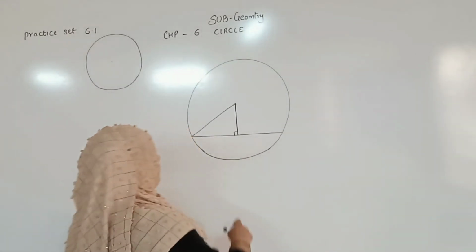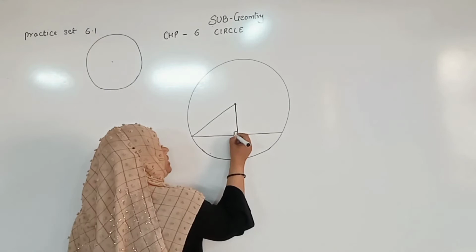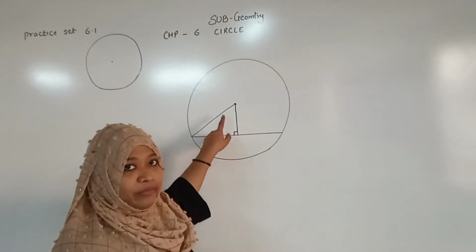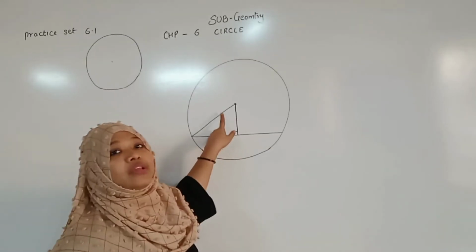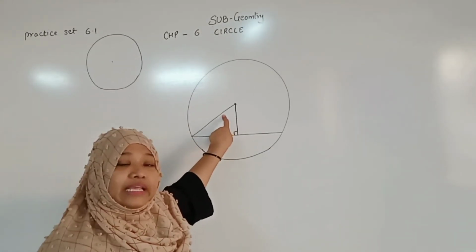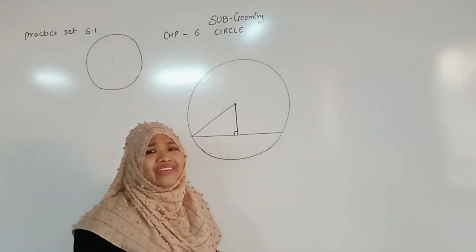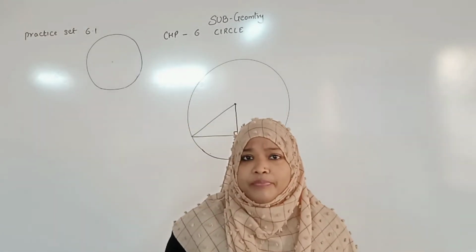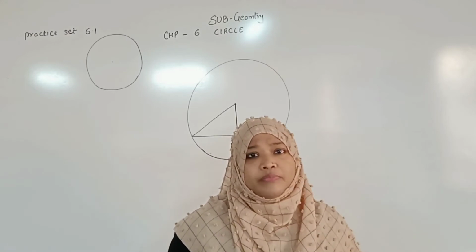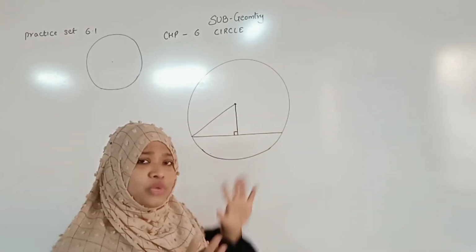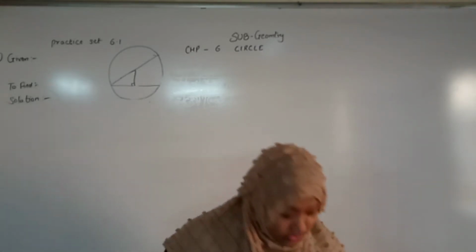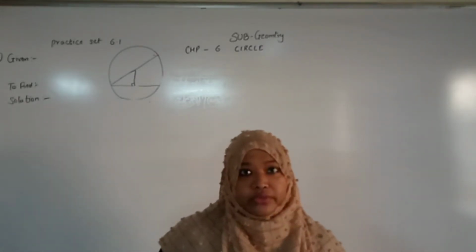Understood? So if we have this type of bisector, it makes a triangle. This triangle is called a right angle triangle. And in a right angle triangle, my dear students, you know about the Pythagoras theorem, right? You remember the Pythagoras theorem. So in most of the questions we use the Pythagoras theorem. Done students? So now we will start our 6.1 question.